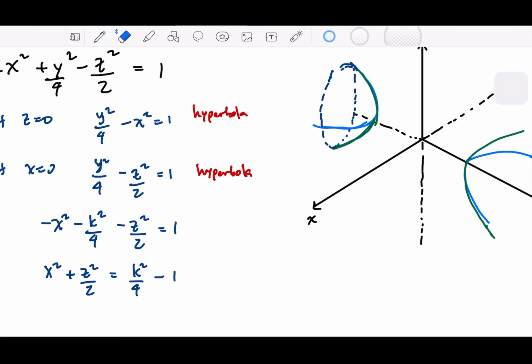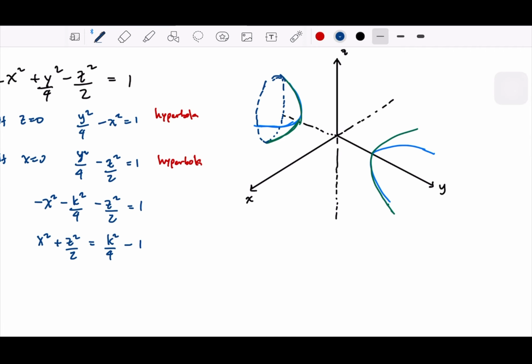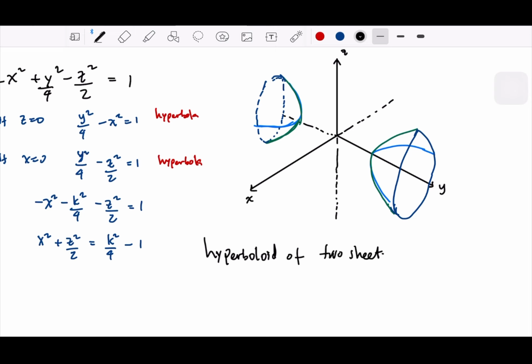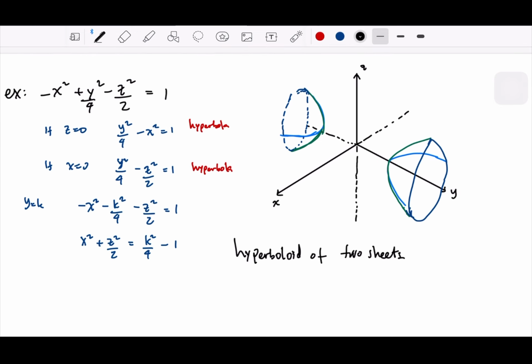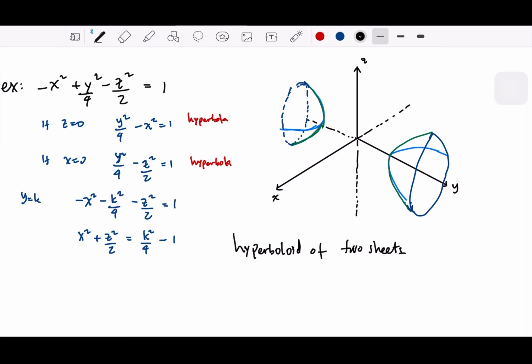Okay, now the rest will be an ellipse. We will have the ellipse in boundary, and because the hyperbolas are not crossing each other, we will separate these two shapes, and this is not in one shape, and we call this hyperboloid of two sheets. So the previous one is called one sheet, and this is two sheets. It's because it has two sides of geometric sections.